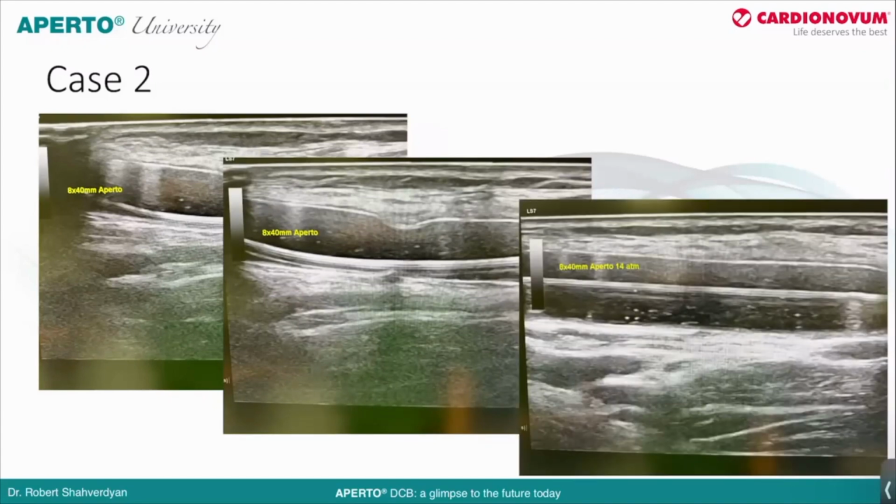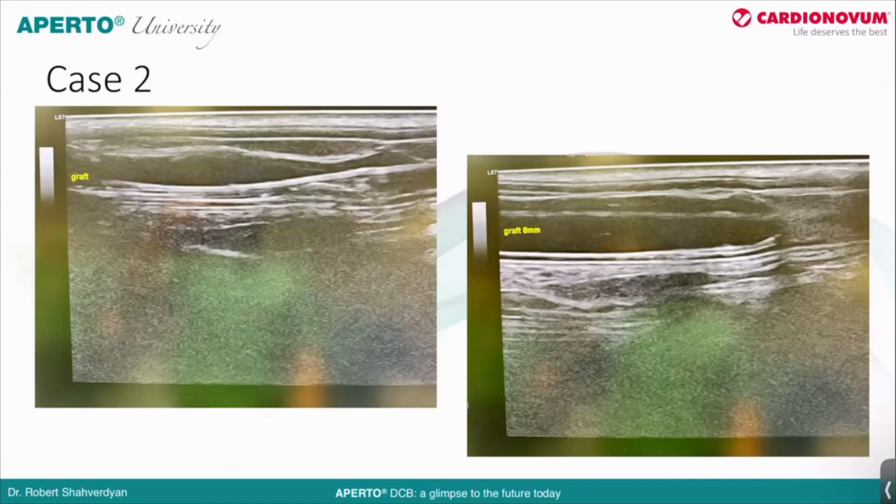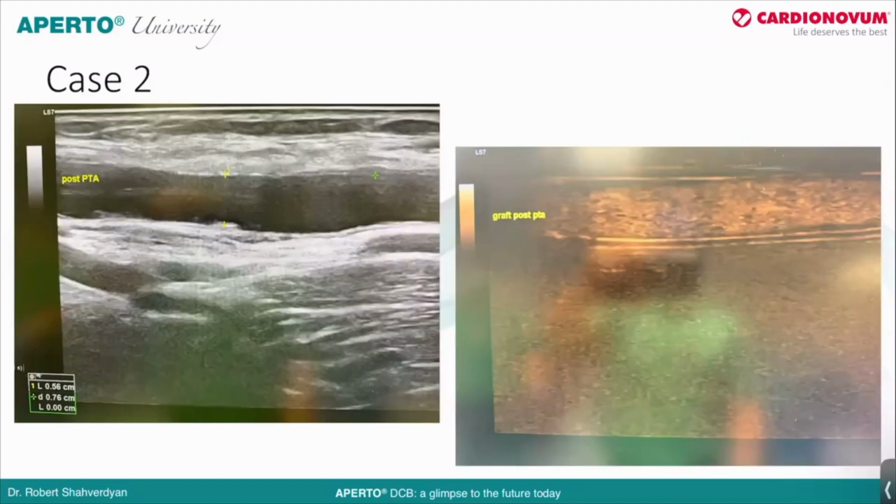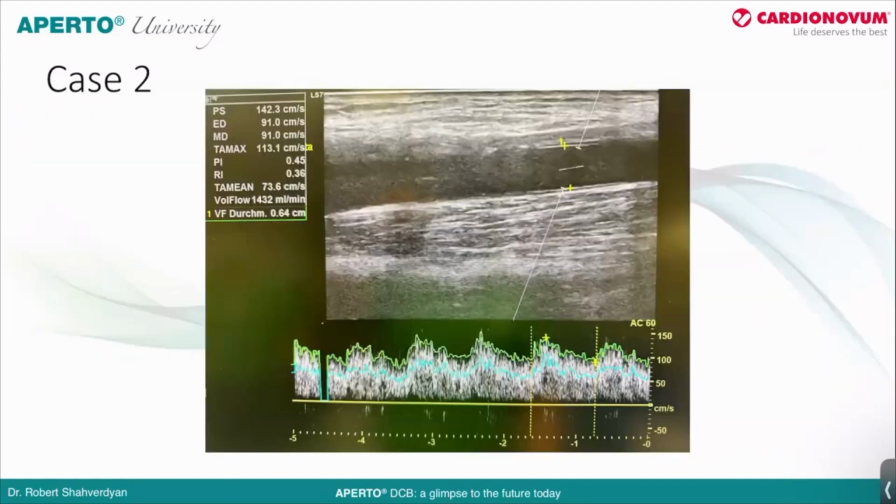Inflation at 14 atmospheres, the balloon was completely inflated. Again, 3 minutes inflation time. We also used the balloon to dilate the changes in the graft. So you can see on the left side how the vein looked after the angioplasty. It reached almost 6 millimeters in diameter. And on the right side, that's the graft after the angioplasty. And the flow was increased to 1,400 cc's per minute.